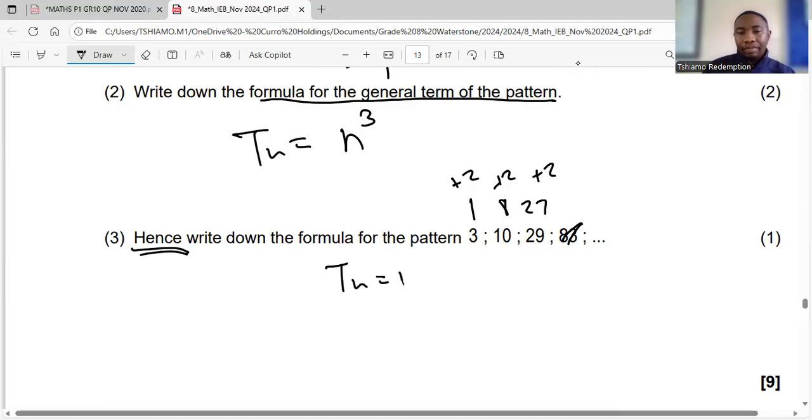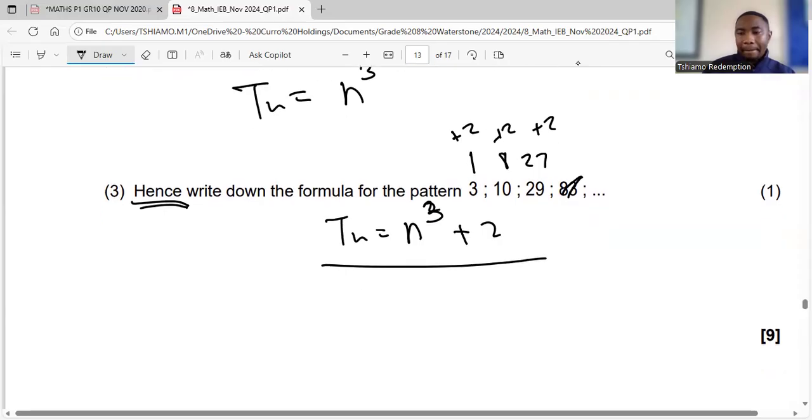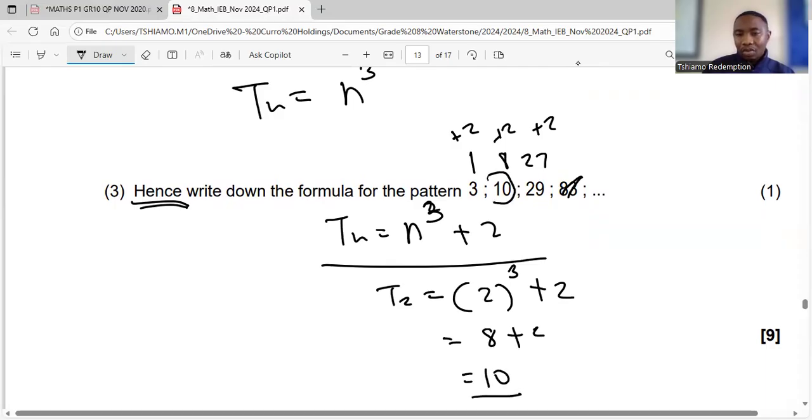So meaning the general term for this one will be n cubed plus 2. We're adding 2 to the normal general term. That's what we notice there. We can test it. Take term 2. Term 2 will be 2 cubed plus 2, which is 8 plus 2, which is 10. Can you see term number 2? It's 10 in the new pattern they've formulated. Okay, so far so good.